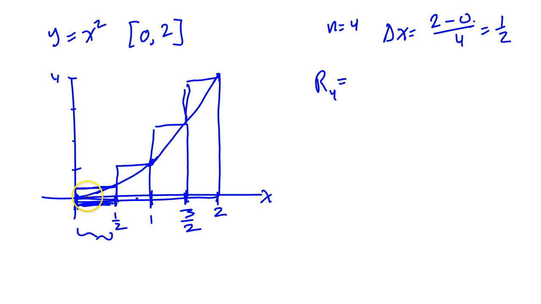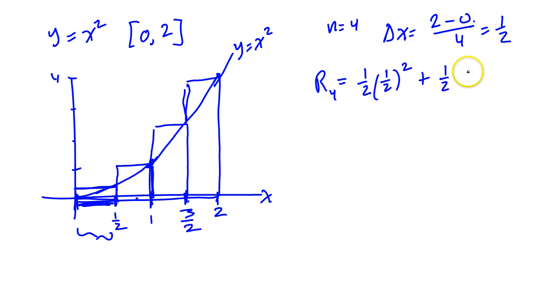Okay? So for R4, we're going to multiply the height times the width of each rectangle. The first rectangle has a width of a half, and the height is whatever you get when you plug a half into the graph of y equals x squared. So I need a half squared. And then I'm going to add on the area of the next rectangle. The next rectangle still has width a half, but now the height is whatever you get when you plug a 1 into the function.